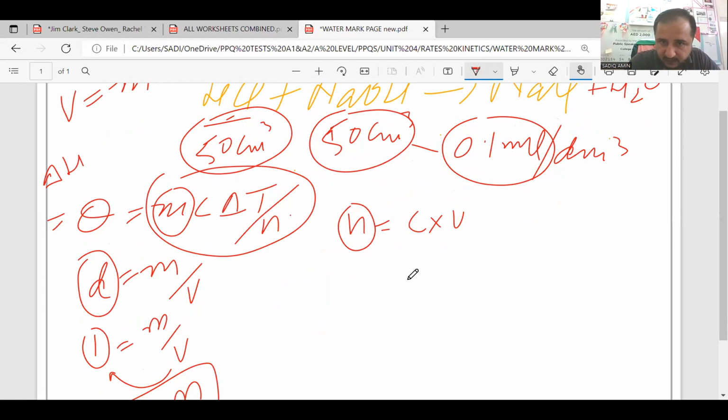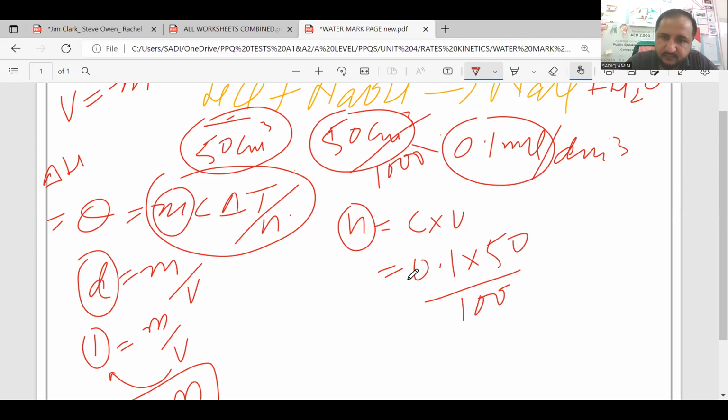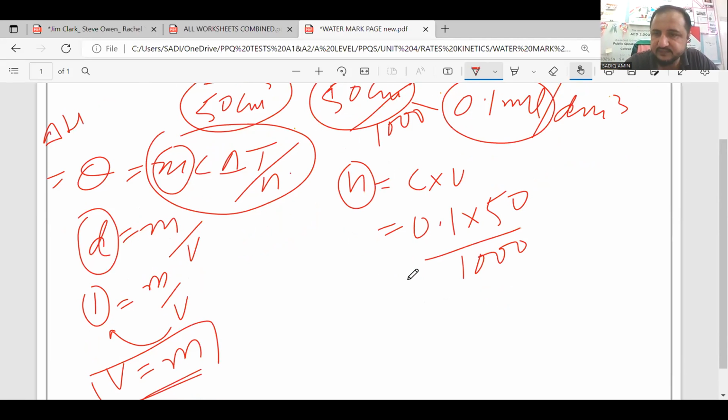So now, number of moles. First of all, the volume. When you see that the volume is given in cm³, you must change it into dm³. So to change the volume into dm³, either do it separately, 50 divided by 1000, or you bring the values together: 0.1 times 50 divided by 1000. So you will get the number of moles.